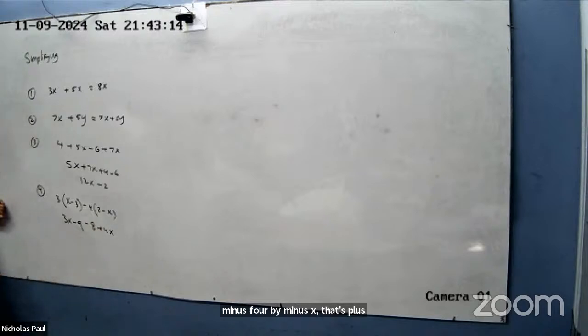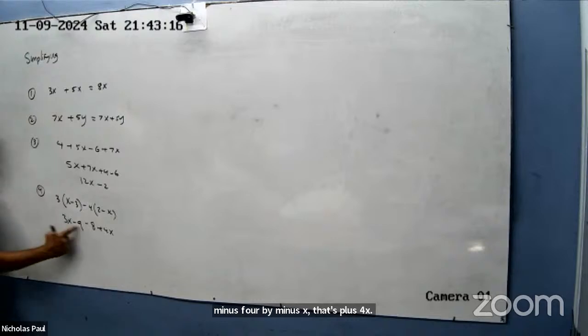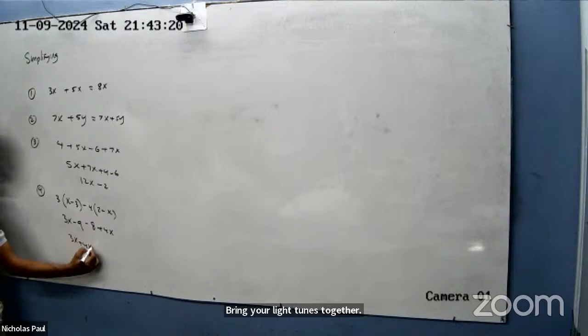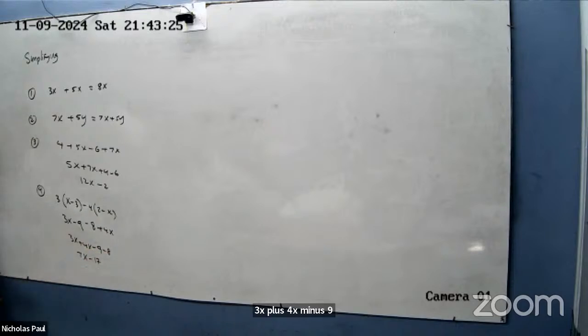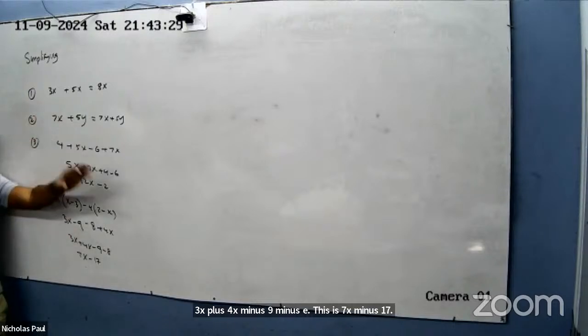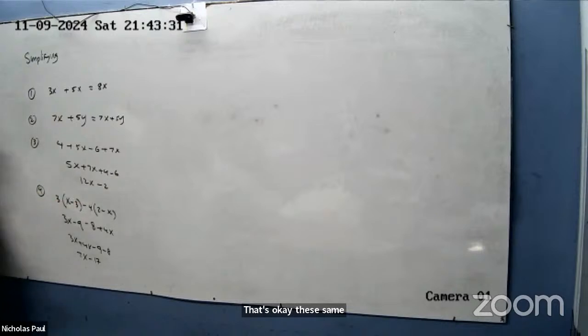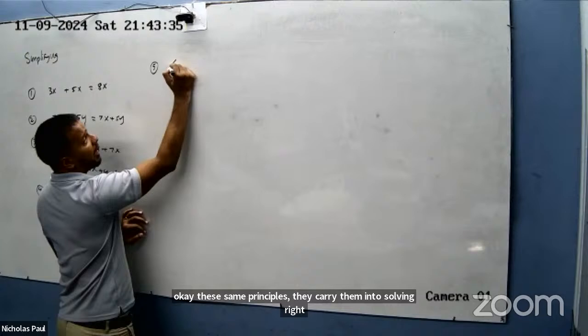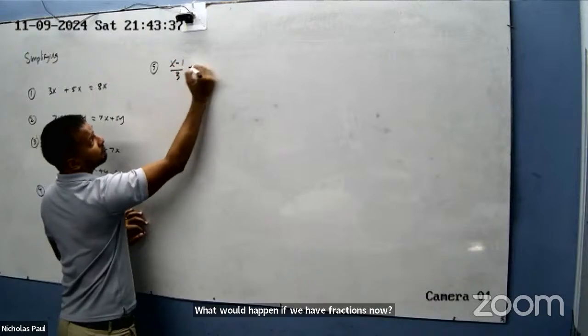You okay with that? Yeah. Last step, bring your like terms together. 3x plus 4x minus 9 minus 8. This is 7x minus 17. That's okay? These same principles, you carry them into solving, right? What would happen if we have fractions now? What would happen if we have fractions?